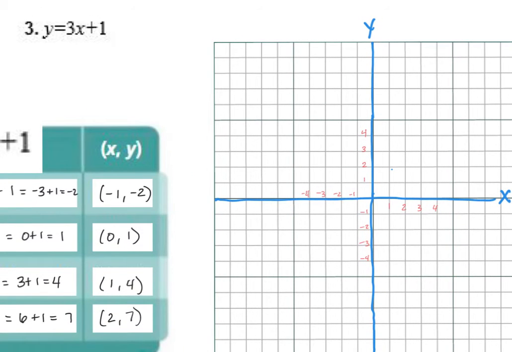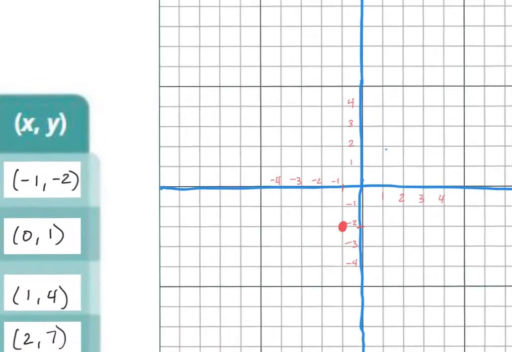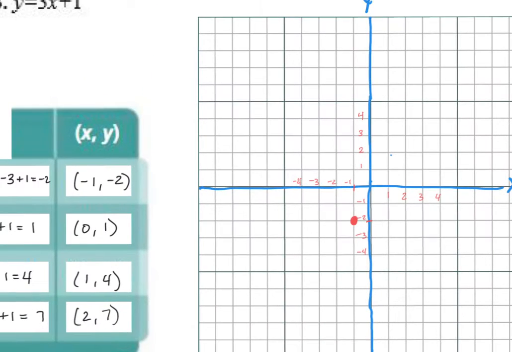Where is -1, -2? Janessa? 1 to the left and 2 down. Good. 1 to the left and then 2 down. So it's going to be right here. Okay? Remember, your first coordinate is how much you move left or right. If it's negative, you're moving to the left. And then your second coordinate is how much you move up or down. So if it's negative, you move down. Okay? This is -1, -2.